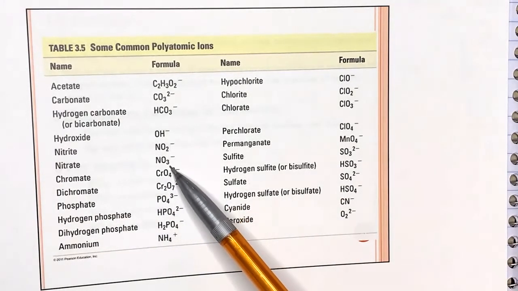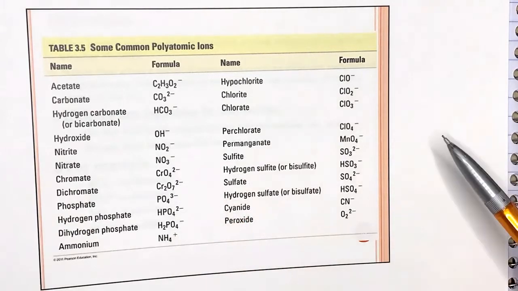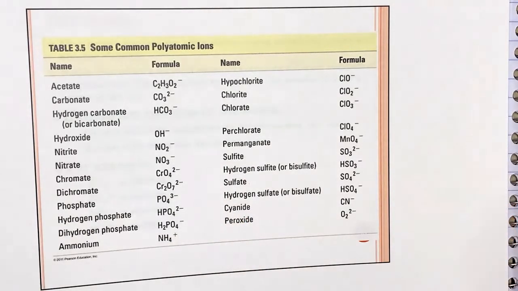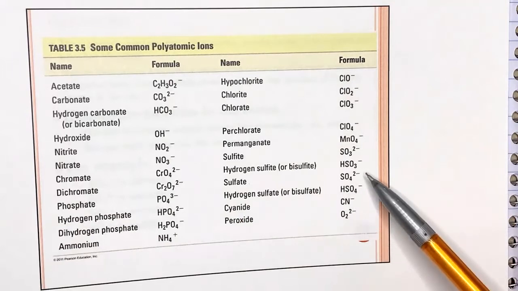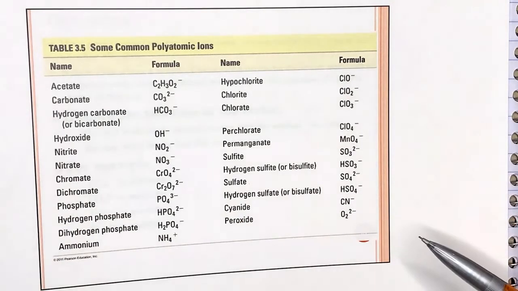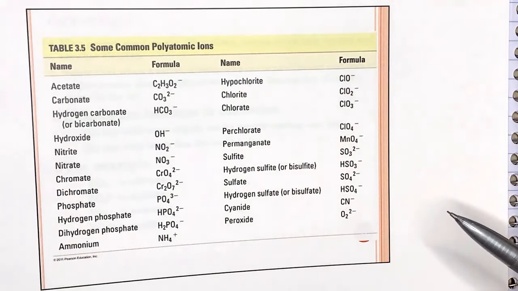Nitrite to nitrate, the difference is one oxygen as well. And when you talk about hydrogen, a bi- ion, you stick an H in front of it and the charge just drops down by 1. So it's not too many to memorize, okay?